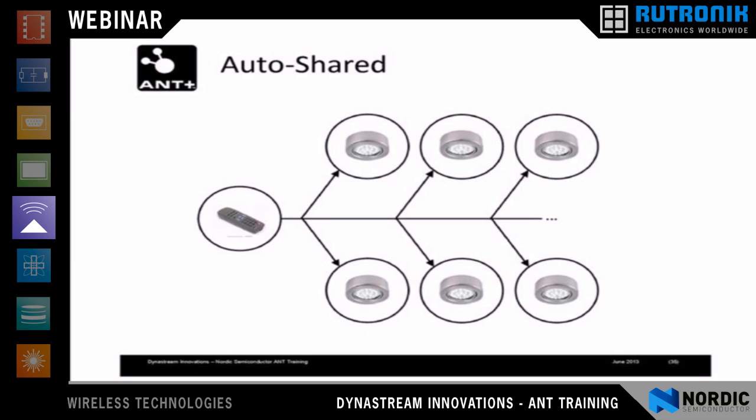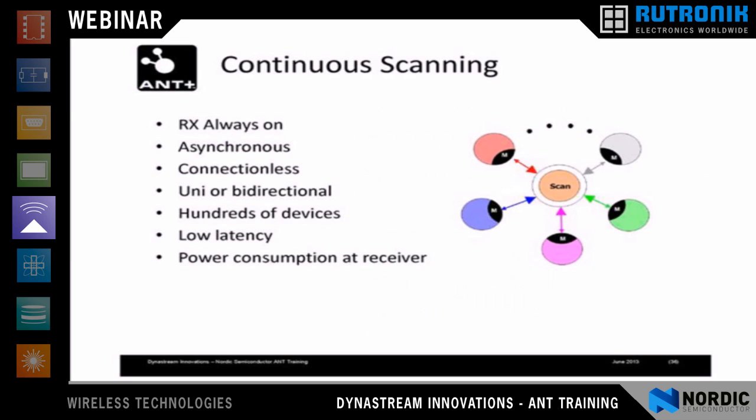So again, auto shared channel is a very simple and easy way to perform these types of assured connections. A continuous scanning mode isn't a channel because it uses 100% of the receiver. It's completely asynchronous. There is no pairing required. You're just purely connecting to any of the transmitters in the environment. Would be good for activity monitoring or access control, where you have hundreds of people coming by a connection point.